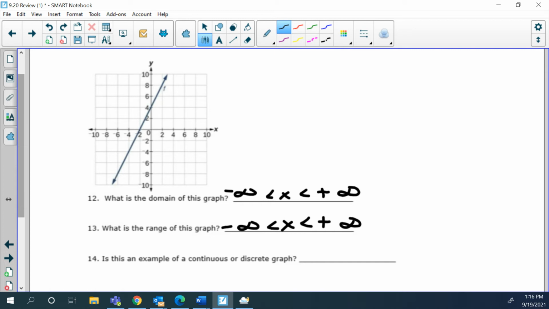Again, whenever you have a straight line with 2 arrows at the end, that's the domain. And is this continuous or discrete? Remember, it's a line, so it's going to be continuous. It's a straight line, I should say. If I use a vertical line test, it only crosses the line at one point. All right, so that's number 14.